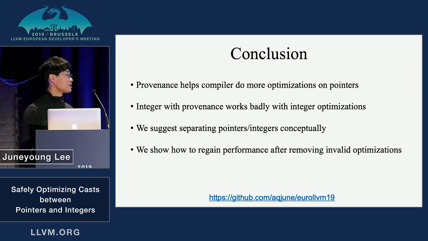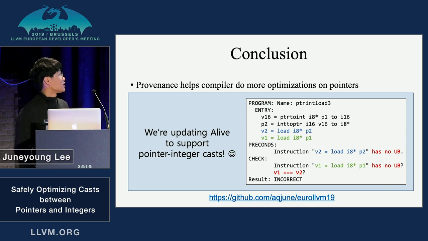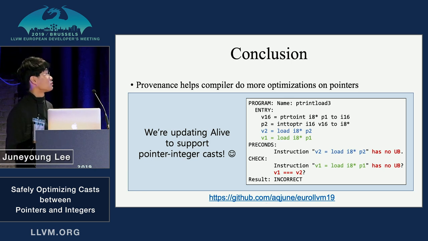More information can be found on this GitHub link, and currently we are updating Alive, which is an LLVM optimization verifier for LLVM intermediate representation, to support pointer and integer casts.